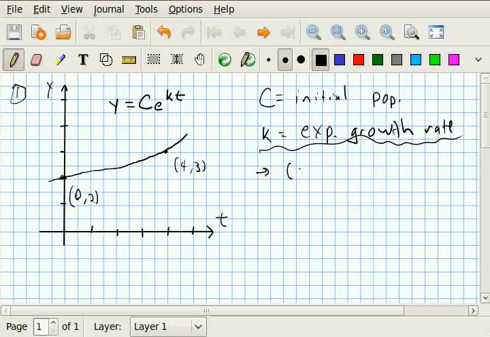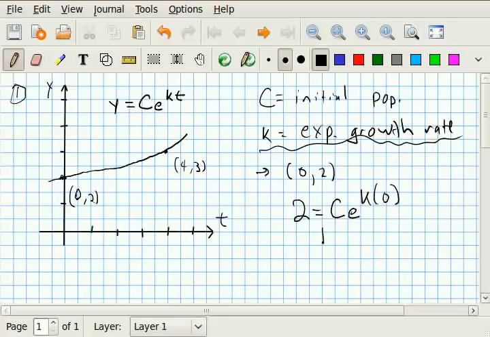For instance, they tell us (0, 2) is on the graph. What does that mean? It means that when t is 0, y will be 2. So if we substitute those numbers into this equation, all I've done is replace y with 2 and t with 0. So 2 has to be equal to c times e to the power k times 0.